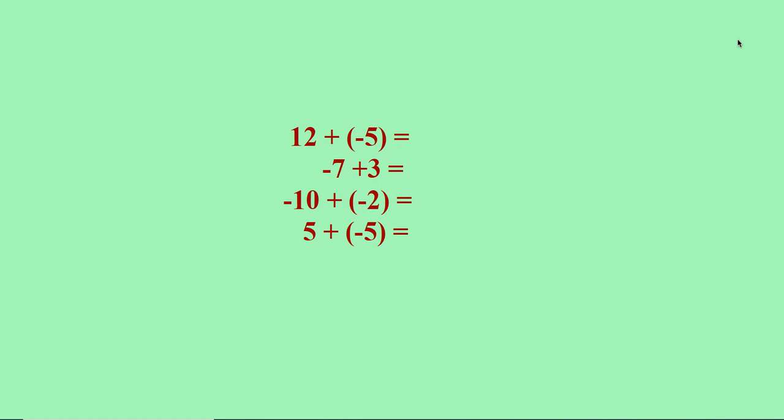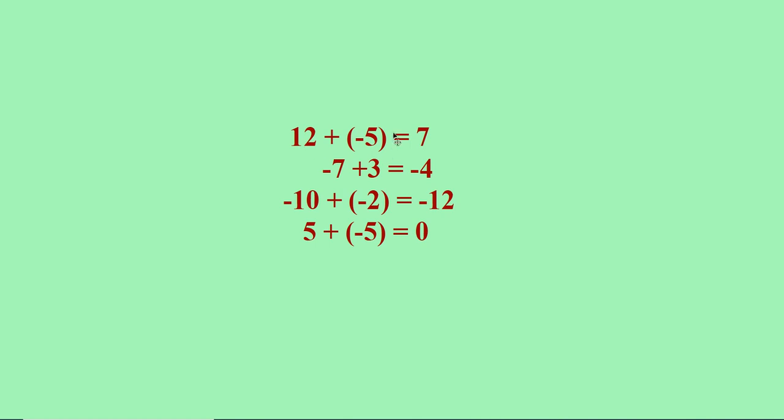Here you have four questions. Do it fast. 12 plus negative 5, negative 7 plus 3, negative 10 plus negative 2, 5 plus negative 5. Do it. If it is the same sign, add it and put the same sign. If you add different signs, subtract it and put the sign of the bigger number.